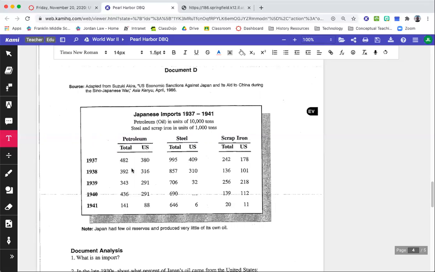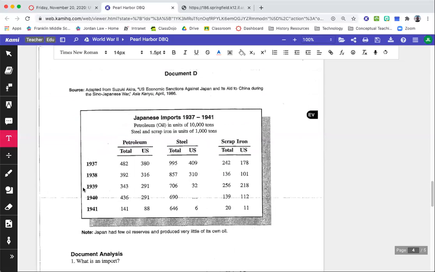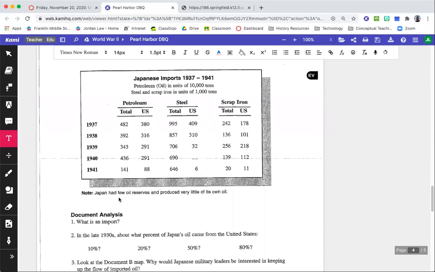Okay, so this chart here has to do with imports in Japan from 1937 to 1941 of petroleum, which is oil, steel, okay, and then scrap iron. All right, just another type of metal. Okay, so just a little note here at the bottom of this chart is that Japan has very few oil reserves, so they don't actually have a whole lot of their own oil, so they have to buy a lot of it. Okay, they have to buy a lot of it from other countries.